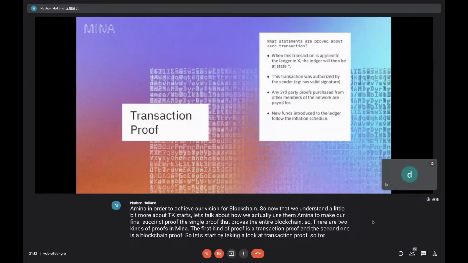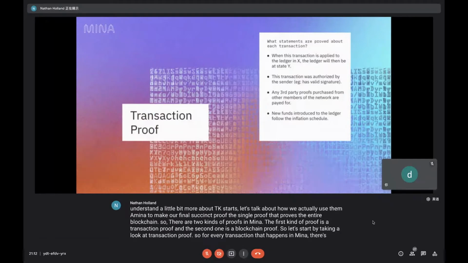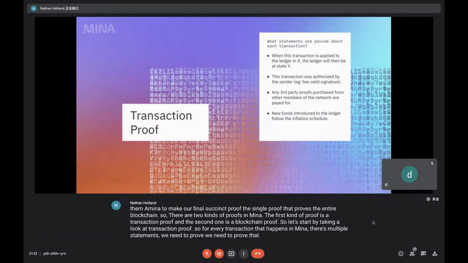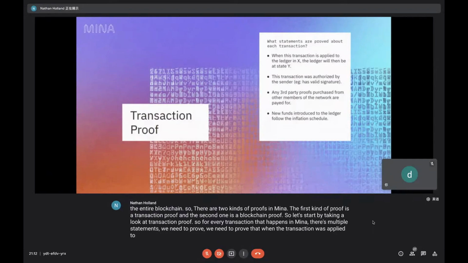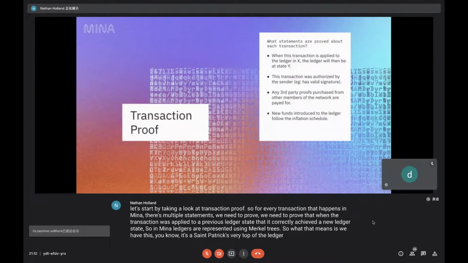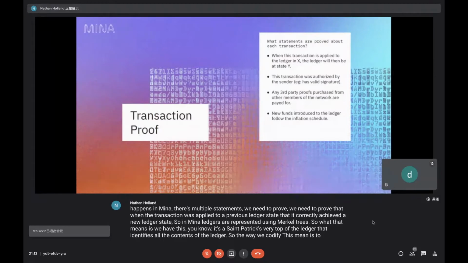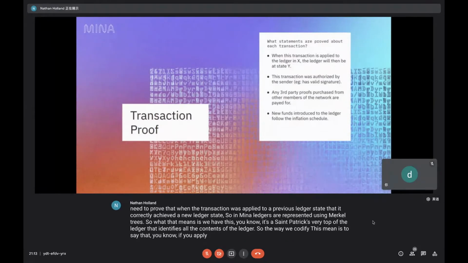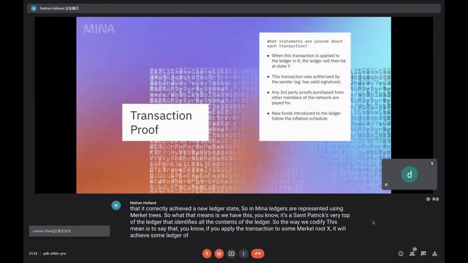For every transaction that happens in Mina, there are multiple statements we need to prove. We need to prove that when the transaction was applied to a previous ledger state, it correctly achieved a new ledger state. In Mina, ledgers are represented using Merkle trees. What that means is we have this succinct hash at the very top of the ledger that identifies all the contents of the ledger. So the way we codify this in Mina is to say that if you apply the transaction to some Merkle root X, it will achieve some ledger of Merkle root Y.